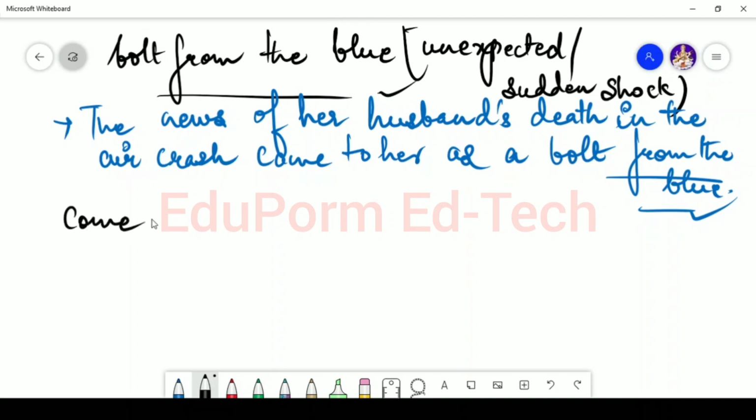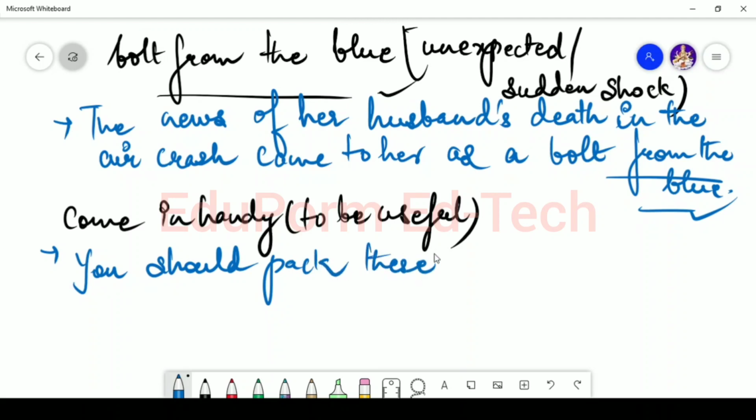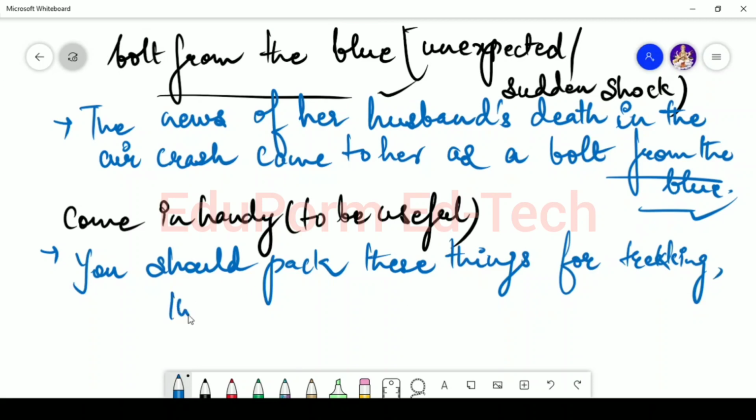Come in handy means to be very much useful. Like if I say that you should pack these things for trekking, these will come in handy.